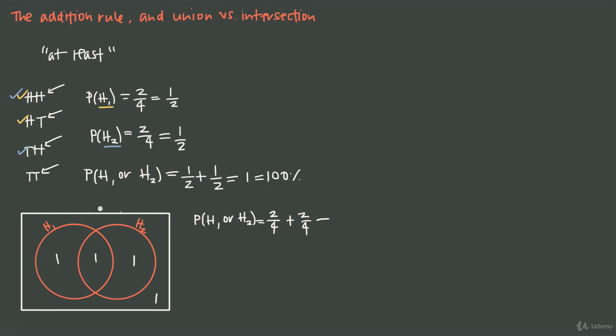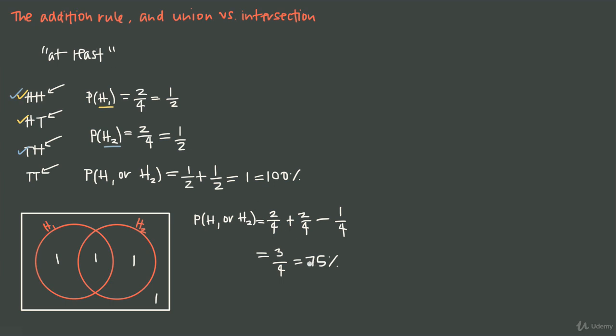There are 4 possible outcomes total. So we subtract out 1, the overlapping value, divided by the total number of possible outcomes. So we subtract out 1/4. When we do that, we get 2 plus 2 is 4, minus 1 is 3. We get 3/4 or 75%, meaning a 75% probability that we get at least 1 heads.